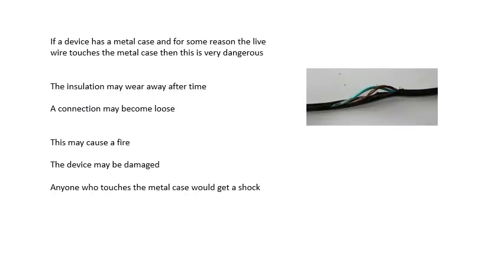Now, if a device has a metal case, there are lots of devices like an electric kettle that might have a metal case, and for some reason the live wire touches the metal case, then that's very, very dangerous. Why might it touch the metal case? Well, insulation wears down. After a while, if you're bending the wire a lot, the insulation might wear away. The connection to the live wire may become loose. And if this happens and the live wire touches the metal case, it may cause a fire.